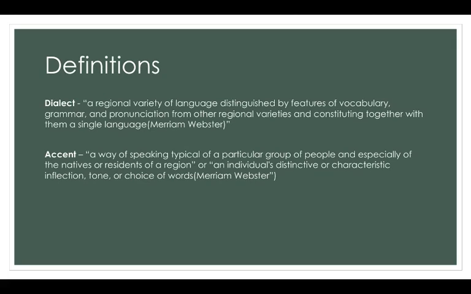So just a little bit of definition from Merriam-Webster. A dialect and an accent are similar. A dialect is a regional variety of language distinguished by features of vocabulary, grammar, and punctuation from other regional varieties and constituting together with them a single language. An accent is a way of speaking typical of a particular group of people, and especially of the natives or residents of a region, or an individual's distinctive or characteristic inflection, tone, or choice of words.